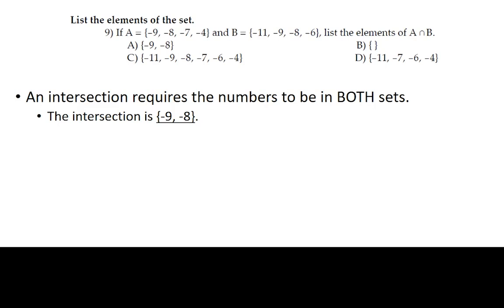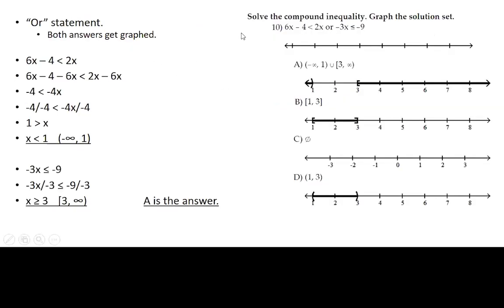Number 10. Solve the compound inequality and graph the solution set. We're given 6x minus 4 is less than 2x, or -3x is less than or equal to -9.